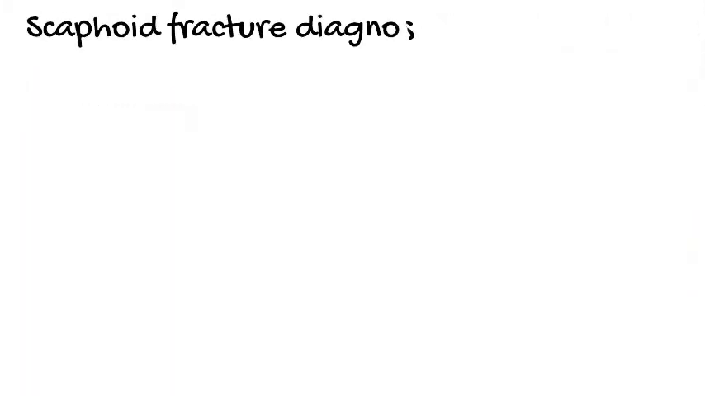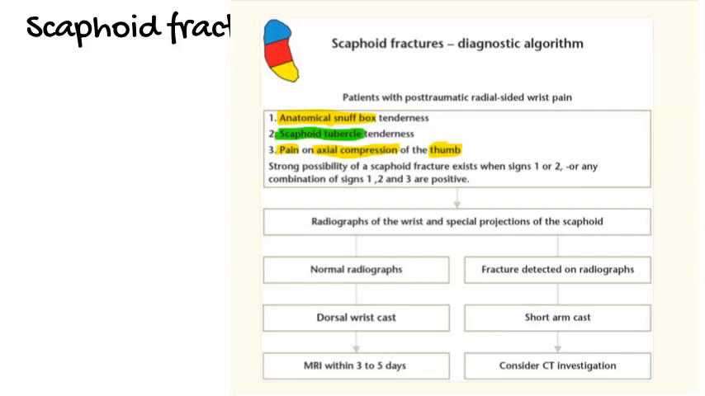Scaphoid fracture diagnostic algorithm proposed by the author. Patient with post-traumatic radial-sided wrist pain. 1. Anatomical snuffbox tenderness. Number 2, scaphoid tubercle tenderness. Number 3, pain on axial compression of the thumb. Strong possibility of a scaphoid fracture exists when sign 1 or 2, or any combination of signs 1, 2, and 3 are positive.